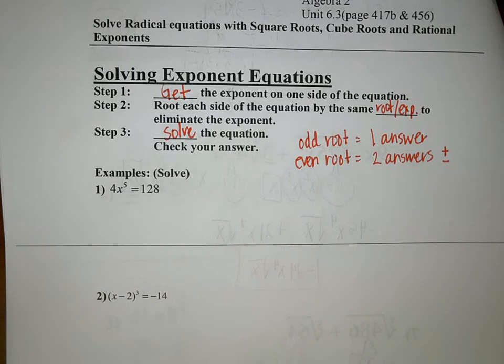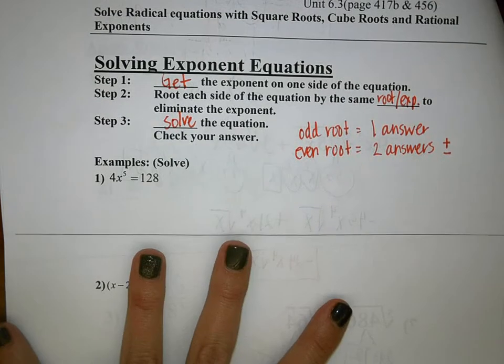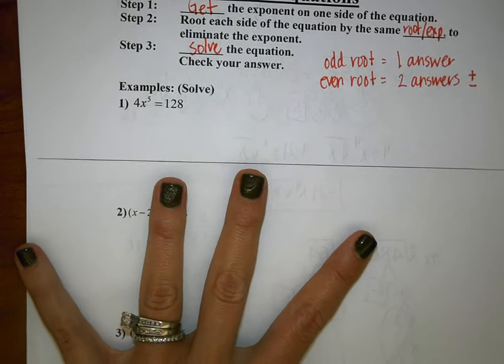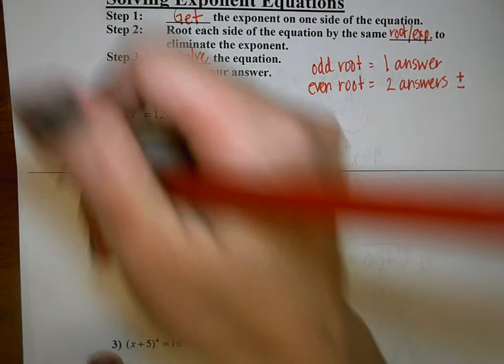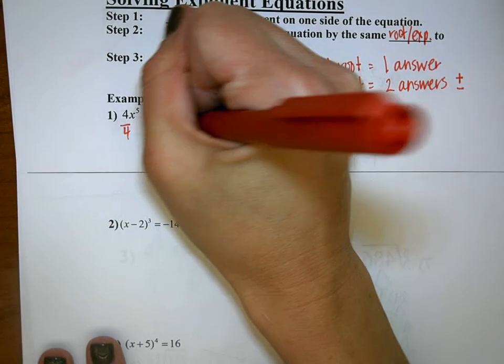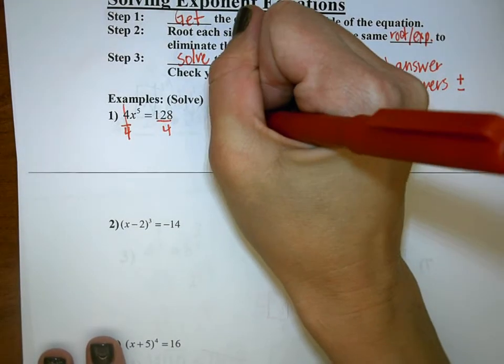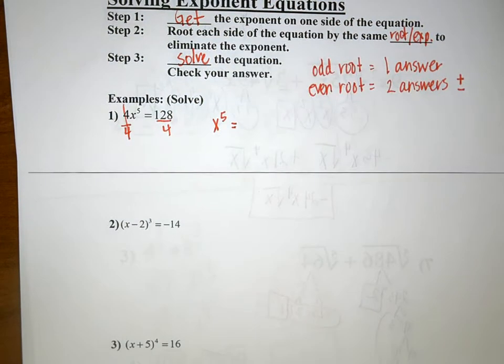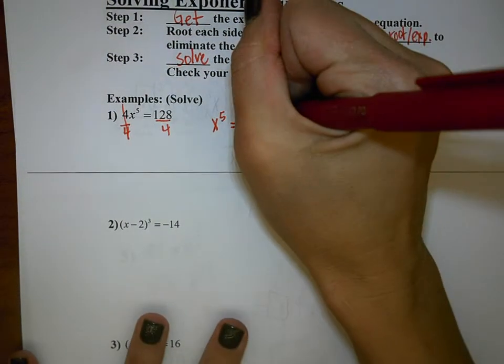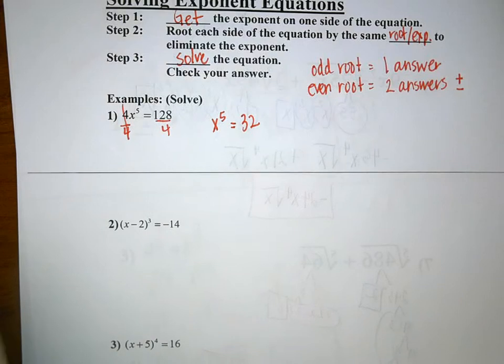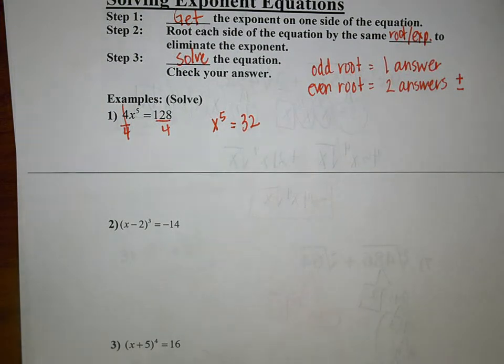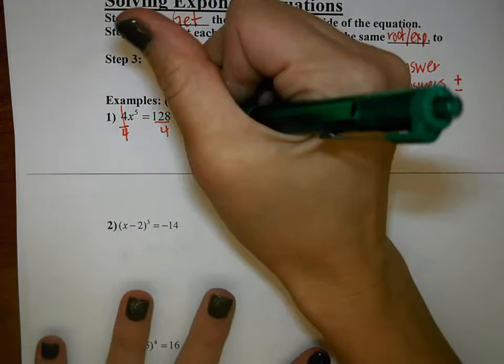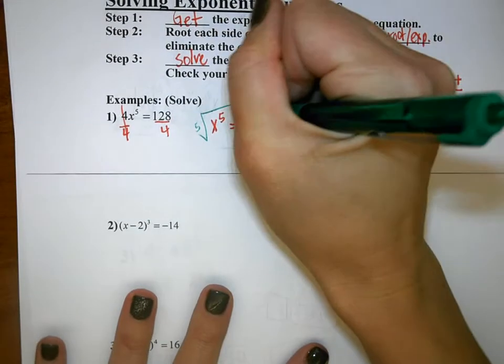Okay, so on example 1, we need to get the exponent by itself. So what's the first step I would take on this? Very good. So now I have x to the 5th power equals, and 128 divided by 4 is 32. Okay, step 2 is that you're going to take the root of both sides, but not necessarily the square root. Depends on what number is here. So what root do you think I'm going to take? You guys are amazing. 5th root of both sides.